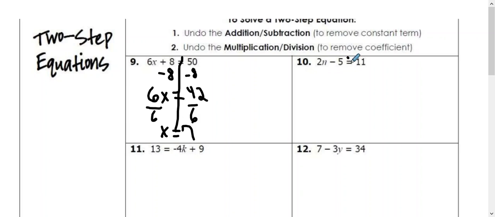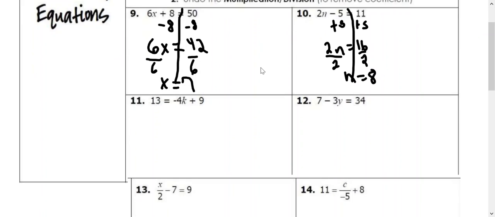Okay, next one. Again, I'm going to draw my little wall here. It's 2n minus 5, so we need to undo the minus. The opposite of subtraction is addition, so add 5 to both sides. And so then 2n equals 16. Now I have multiplication, so I'm going to divide both sides by 2, and I'm going to get n equals 8. Then you can plug it in and check your answer afterwards. 2 times 8 is 16, minus 5 is 11.